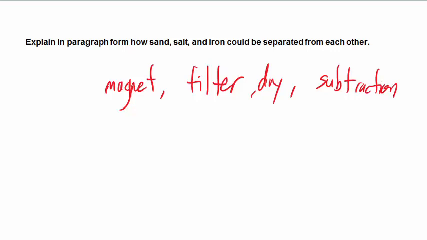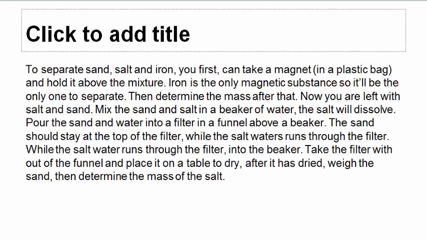So a group in third period wrote a reasonable answer, and we'll read that together here. To separate sand, salt, and iron, you first can take a magnet in a plastic bag and hold it above the mixture. Iron is the only magnetic substance, so it'll be the only one to separate. Then determine the mass after that. So you're weighing the iron that's pulled out. So now you're left with salt and sand.